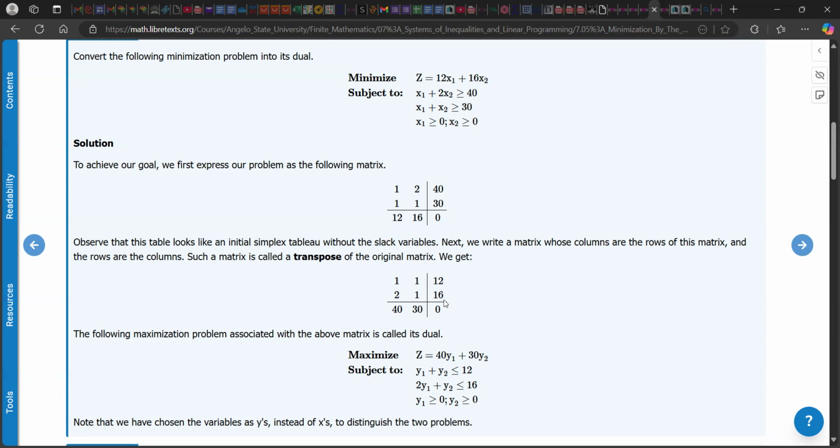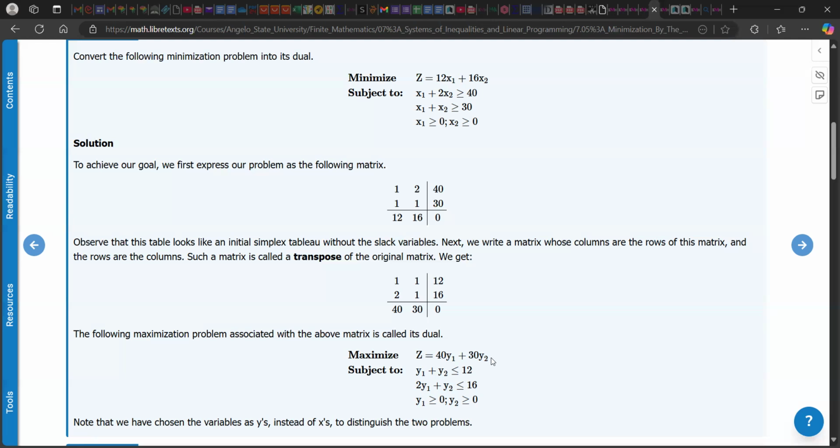Now, when you find this transpose, take these coefficients and make it into a maximization problem. So notice what we do. Z is equal to now 40Y. Notice they're not using X1 and X2 because they're not the same thing. So you have now Y1 and Y2. And you take the coefficients in that matrix and make up the constraints now, right? Y1 plus Y2 is less than or equal to 12, 2Y1 plus Y2 is less than or equal to 16. And of course, the non-negativity constraints are always present, right?